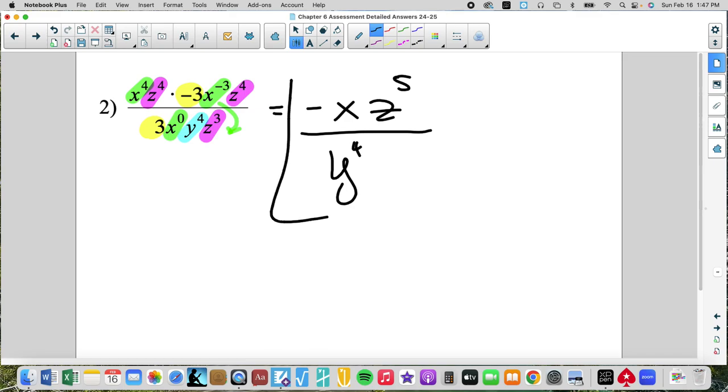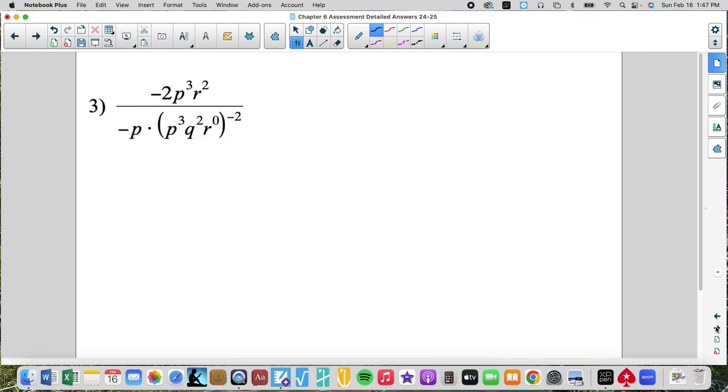And that would be my answer. Again, that negative can be in front of the x, it can be outside, it can be in the denominator, but there's only one negative. Let's do 3. Okay, now we've got a little technical stuff.